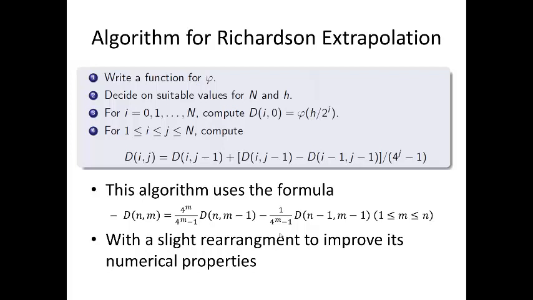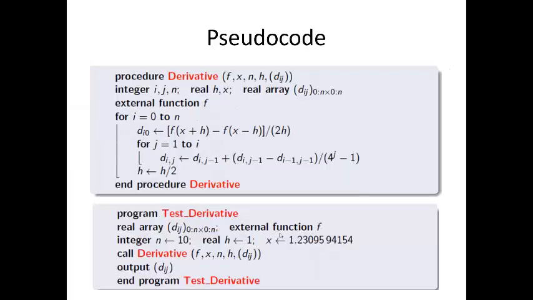Now that we have an algorithm, we can go about converting it into appropriate pseudocode. So the input to this procedure will be a function f, a specific point x, a value of h, and a number n signifying how many rows in the array are to be computed. The output will be the array we talked about in the previous slide.